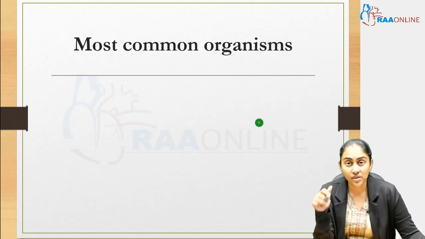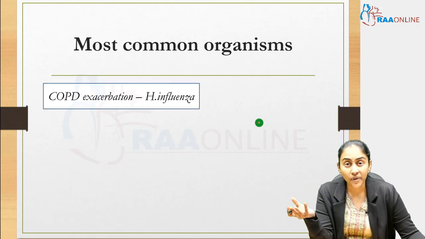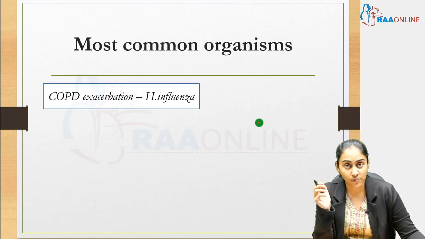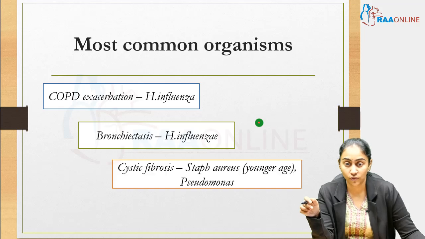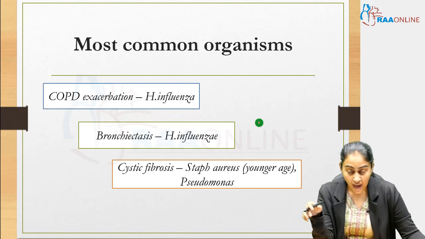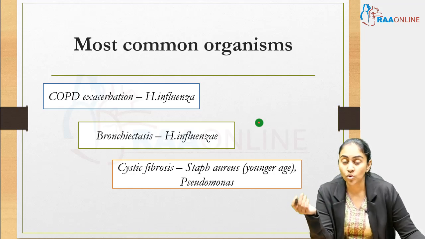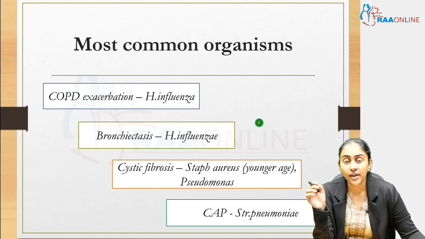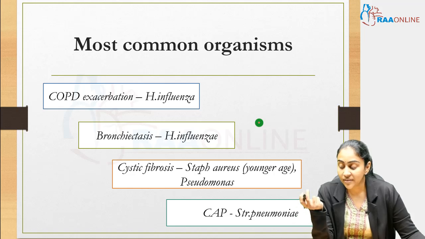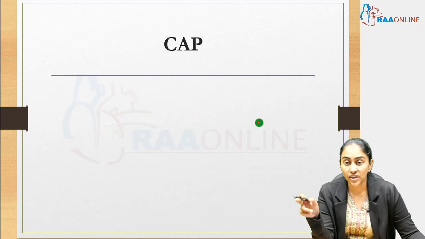Now, most common organisms, this is again something that we should know. They may describe a case of COPD exacerbation and ask you which is the most common organism involved. For COPD exacerbation, it's going to be H. influenzae. For bronchiectasis, again, it's going to be H. influenzae. For cystic fibrosis, it is going to be Staph aureus, particularly in the younger age. Following Staph aureus, the second most common organism is Pseudomonas. So, in your options, if Staph is there, it's going to be Staph. And finally, the most common organism causing CAP, community acquired pneumonia, is going to be Streptococcus pneumoniae. So, remember, COPD exacerbations and bronchiectasis is H. influenzae, cystic fibrosis is Staph aureus, and community acquired pneumonia is Strep pneumoniae.